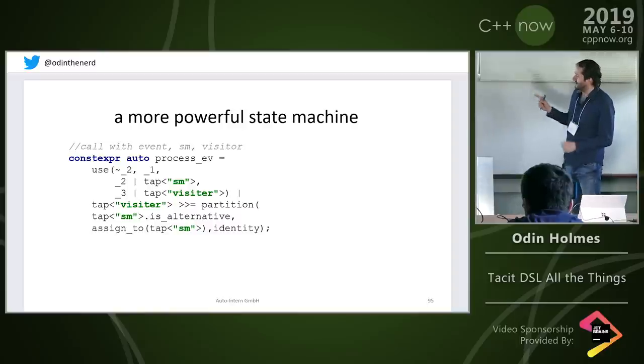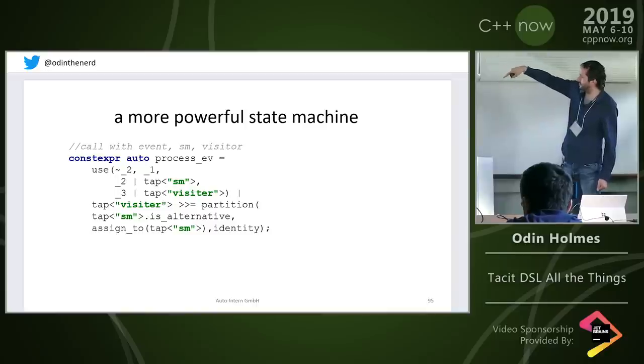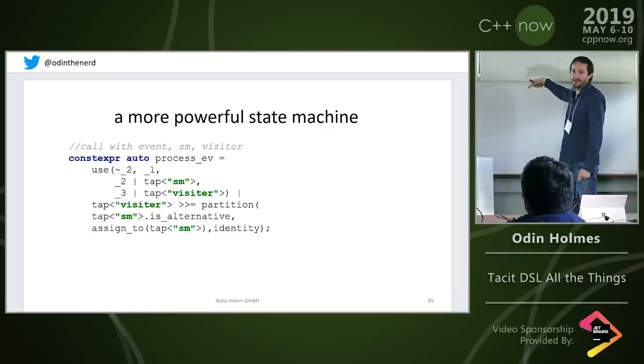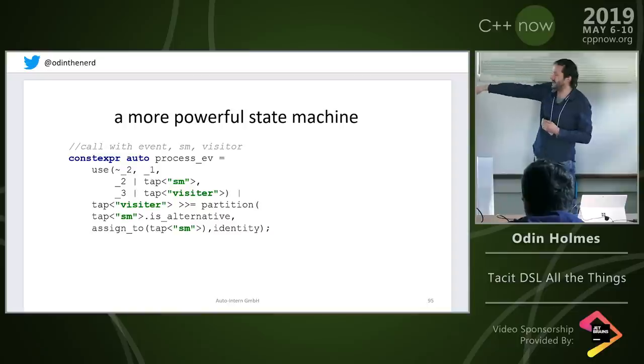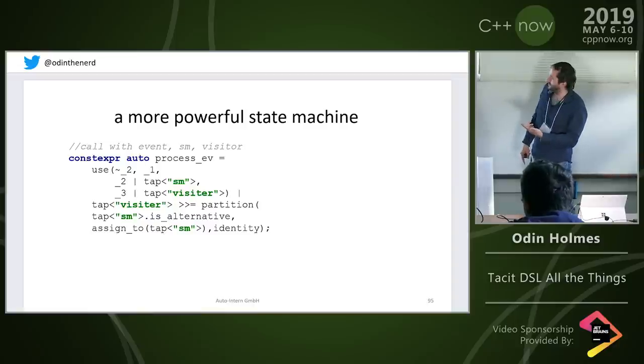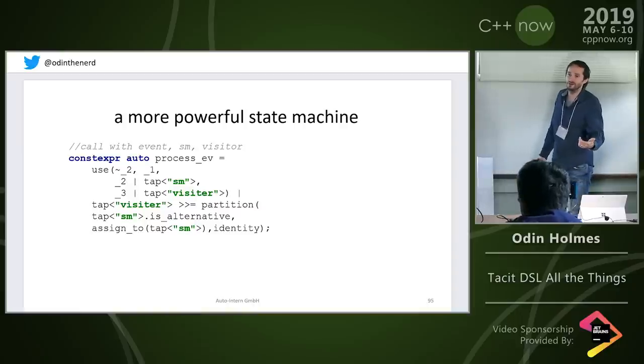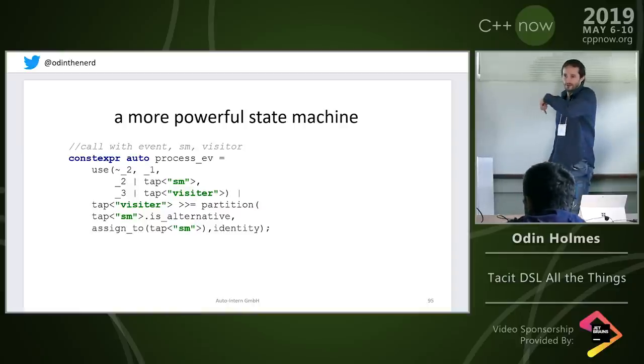So if it is some alternative of my local state machine's types, then I'm going to assign to the state machine. Otherwise, I'm just going to return it. Identity just returns whatever its input is. And so what's the return of this entire process event? If I assign to tap, that returns nothing because it's already assigned the thing off to somewhere. So it's going to be a sum type of nothing in the case that it was a local transition, in which case the supermachine shouldn't transition. I handled the event locally.